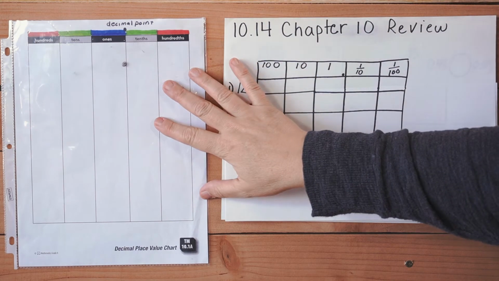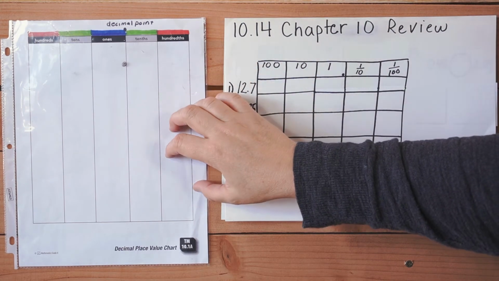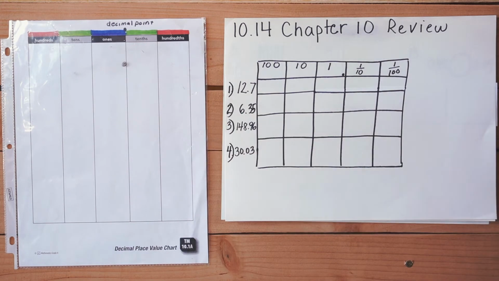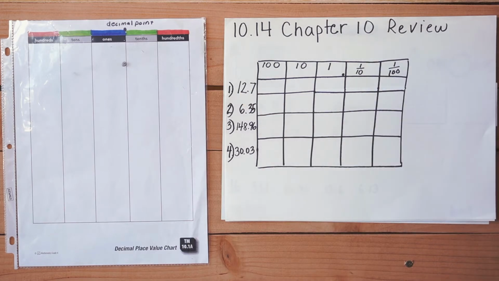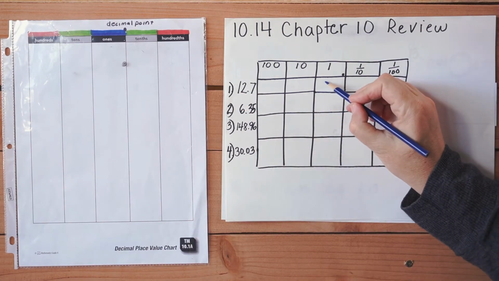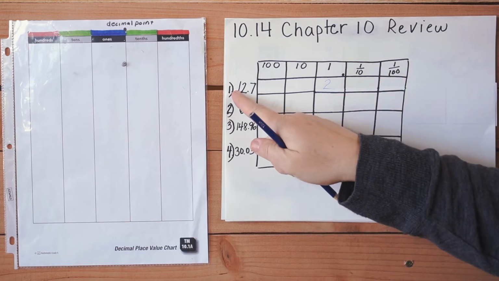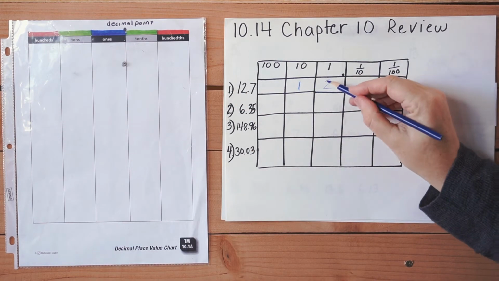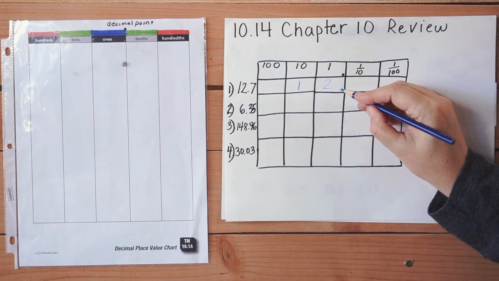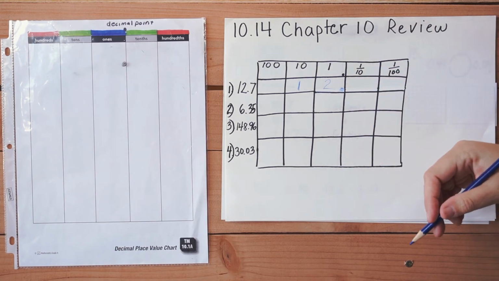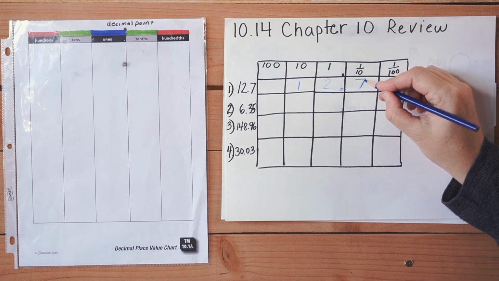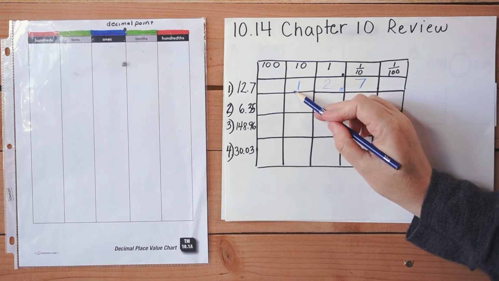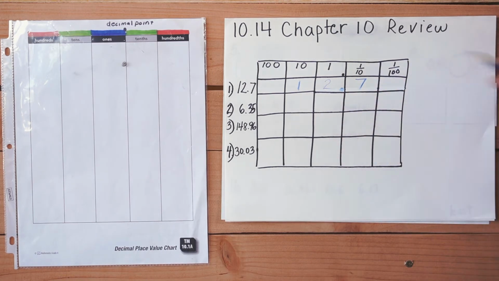Okay, this is a good problem to use your place value chart on. 12.7. Well, if you look at the number 12.7, you see we have 2 ones, 2 in the ones place, so we're going to put that there. We have 1 ten, and don't forget to include your decimal point. And then we have 7 tenths.